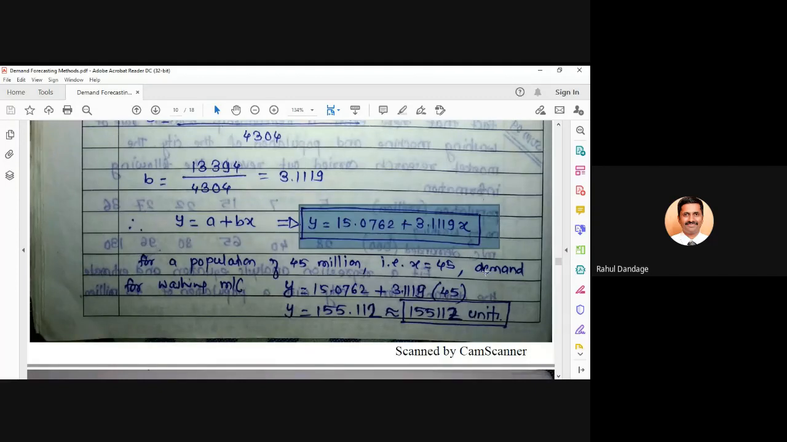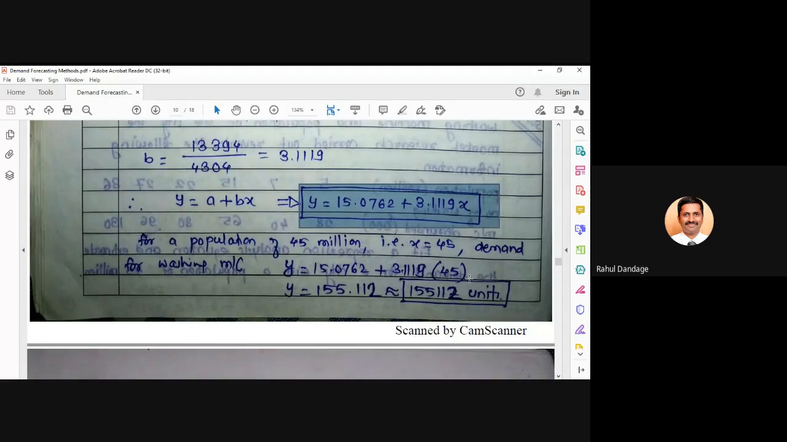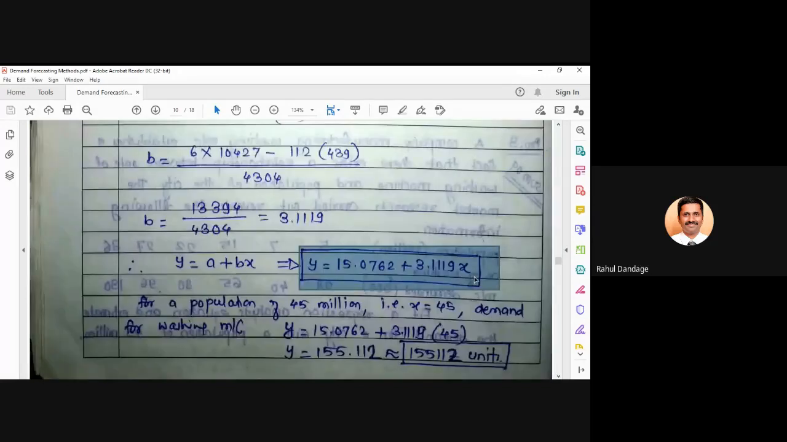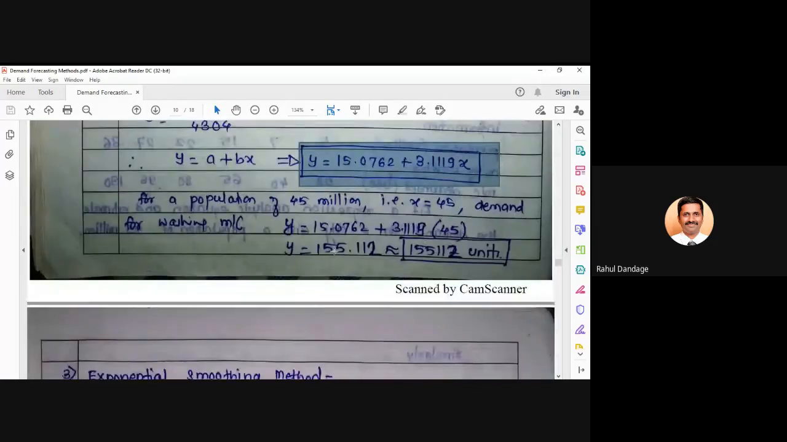So in terms of thousands, we can say 155,112 units, because the sales have been mentioned in terms of 1000. So this should be the final answer.